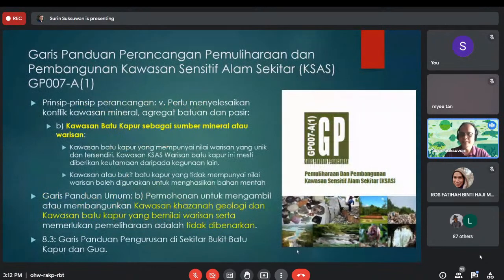All right, and another important document is the Garis Panduan Perancangan Pemeliharaan dan Pembangunan Kawasan Sensitif Alam Sekitar, or KSAS. So these are the environmentally sensitive areas as identified in the National Physical Plan.